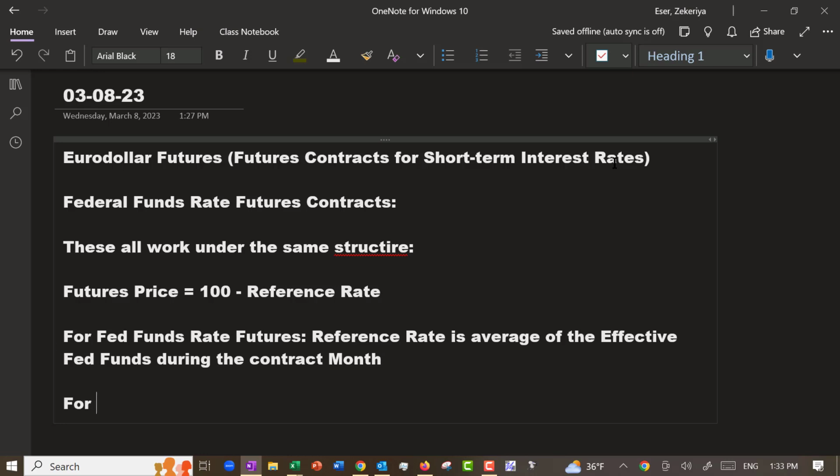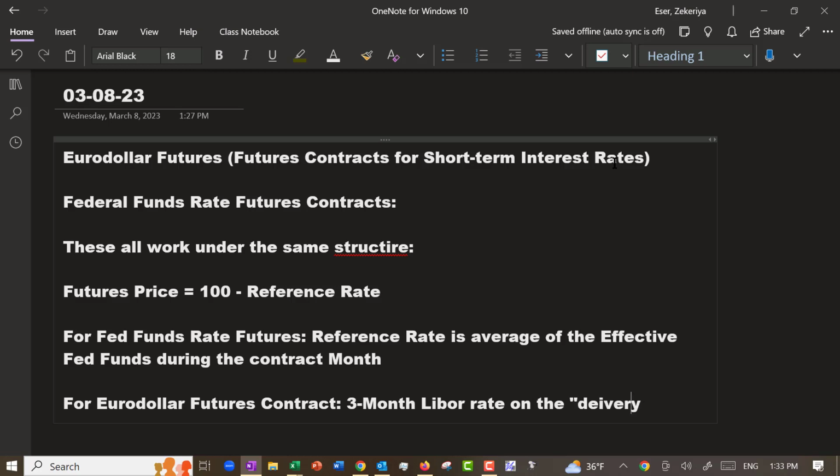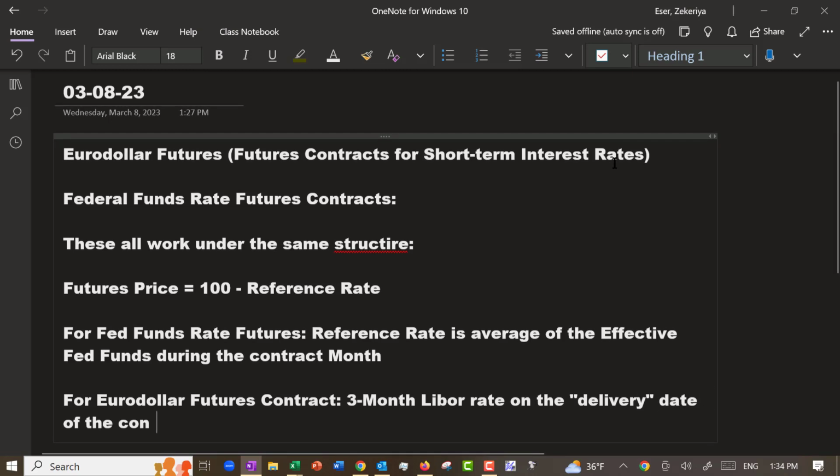And for the Eurodollar futures contract, it is equal to the 3-month LIBOR rate on the delivery date of the contract. And delivery date is determined according to specs.